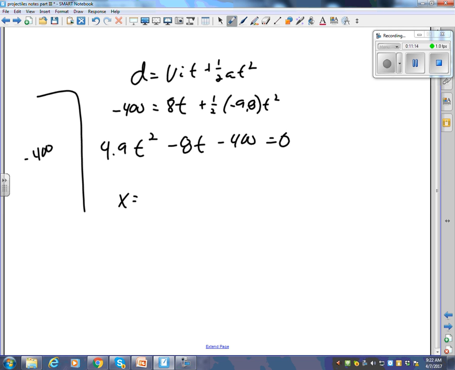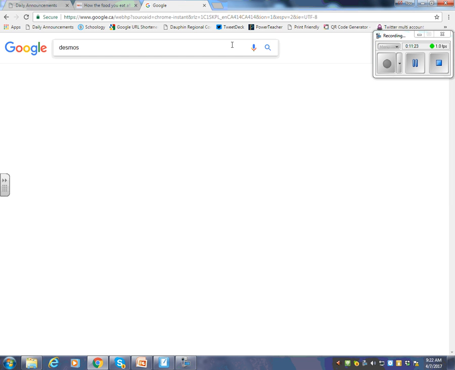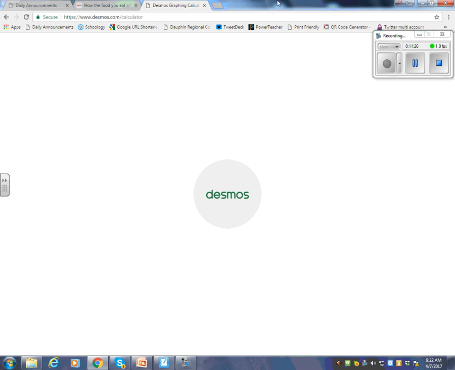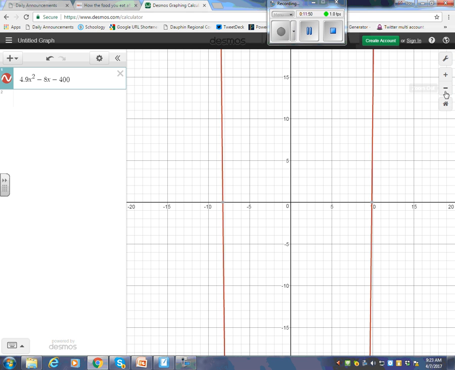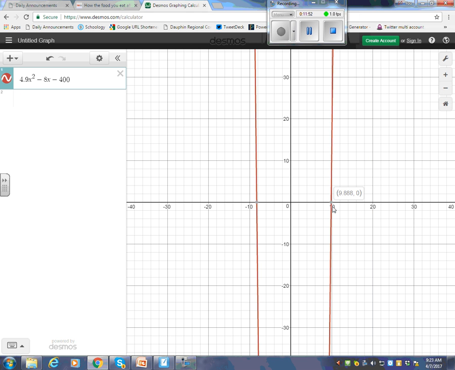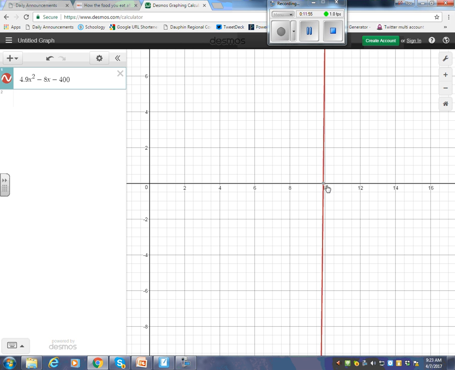You're going to try factoring it? Or you could do this. Google it. Well, yeah. Just put it into Google. Read it to me. 4.9 x squared, right? Minus 8x minus 400, is that right? Okay, so there's the quadratic, and it's been a while since I did some Desmos. There it is right there. What's the zero value? 9.888.